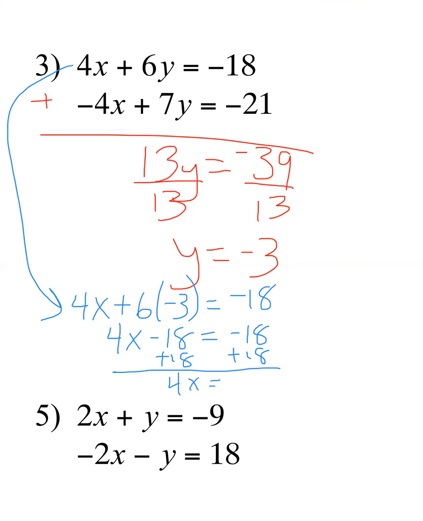4x equals 0. I know you might be thinking, okay, well, that's something weird, but it's not. You can get 0. It's no big deal. Keep solving. Divide both sides by 4. What is 0 divided by 4? It's just 0. So I kind of tried to trick you on this one. This one didn't have something weird happening. They're not parallel. They're not the exact same line on top of each other. These are just two lines that happen to cross at the point 0, negative 3.